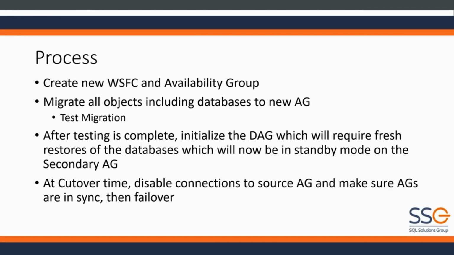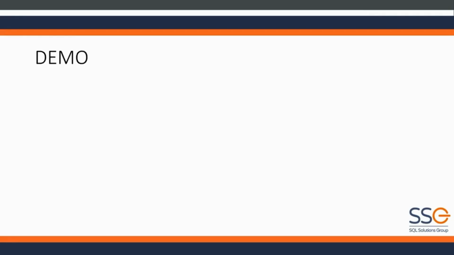What we recommend, and what most people are doing, is using a DNS name for your listener. So literally what you're going to do at go-live time is take an outage on your existing AG, fail over, and update DNS to point to the new listener, and you're done. It's actually that easy.